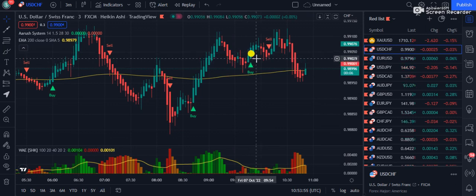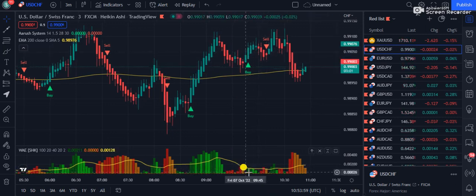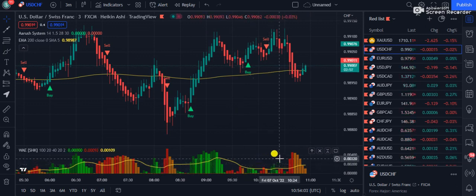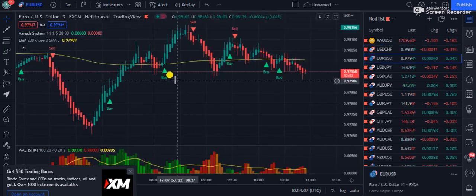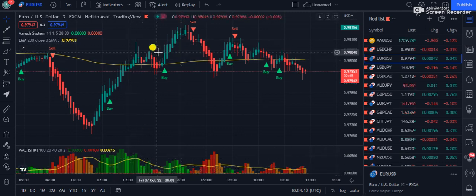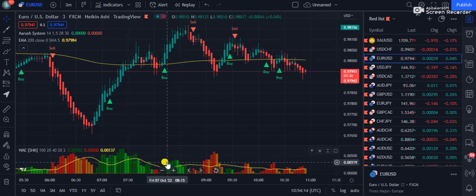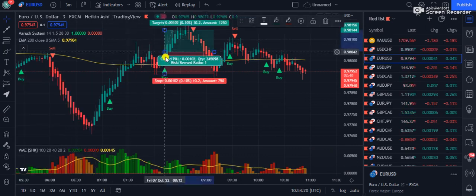Okay, so you can see here we have received a buy signal, but the WADA explosion line didn't break the yellow line, so it means that this signal is invalid. Okay, so this is how you need to trade those signals. For example, here we have a buy signal, and you can see here the WADA explosion line breaks this one, so you can take a quick scalping chance.